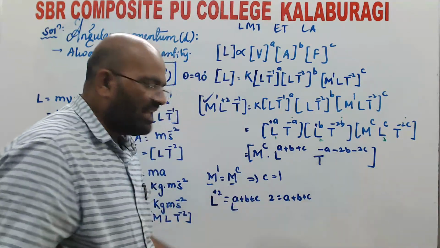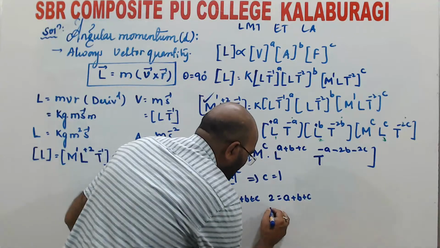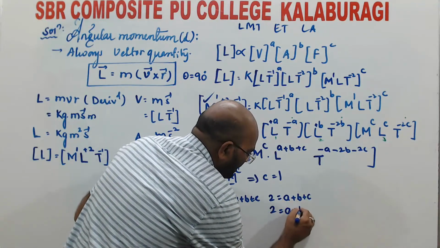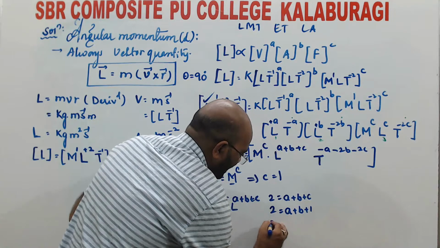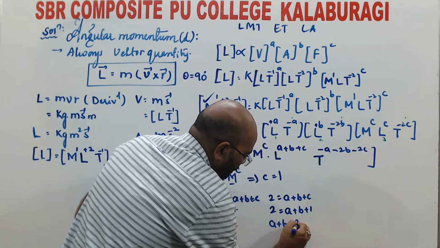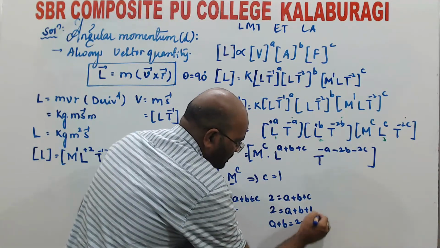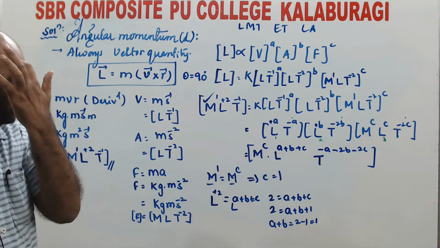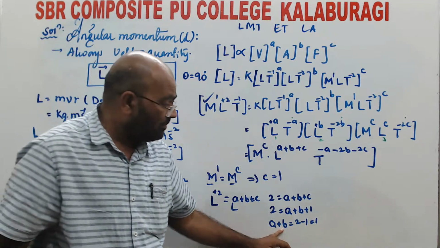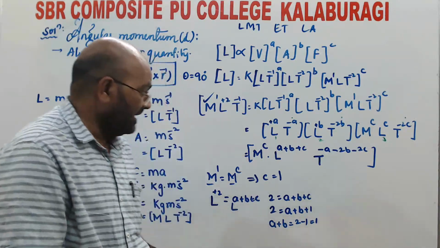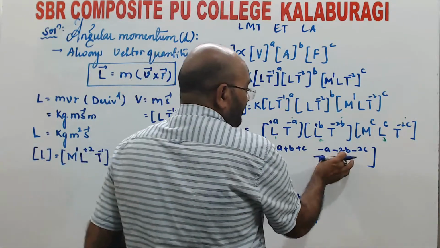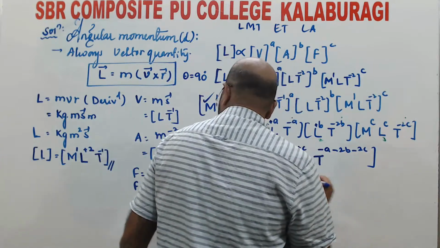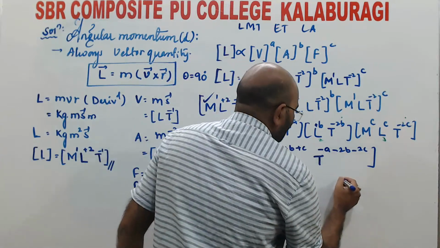Then what is the value of c? We have 1. Substitute over here: 2 is equal to a plus b plus 1. Then a plus b is equal to 2 minus 1, which is equal to 1. We got a plus b equal to 1. Similarly, now we go with the corresponding T value.